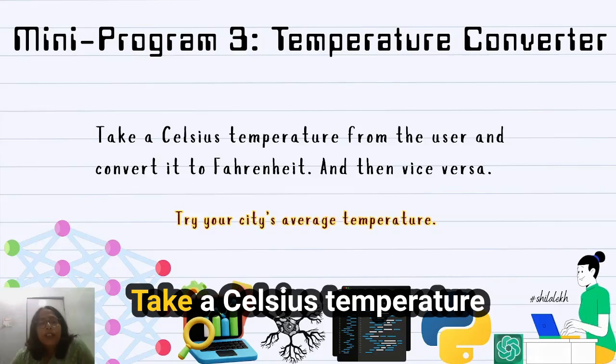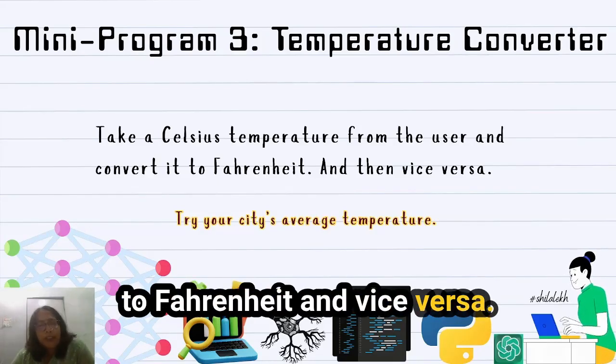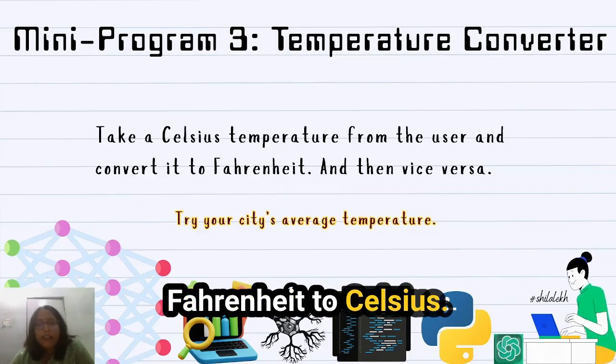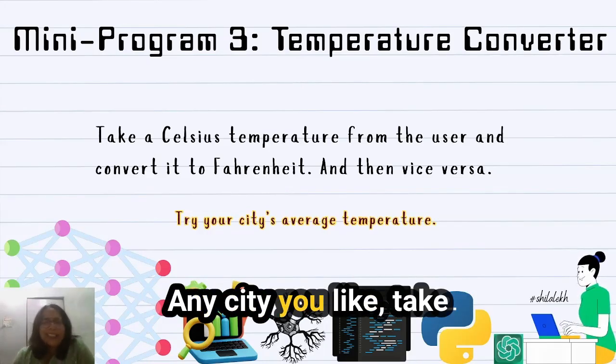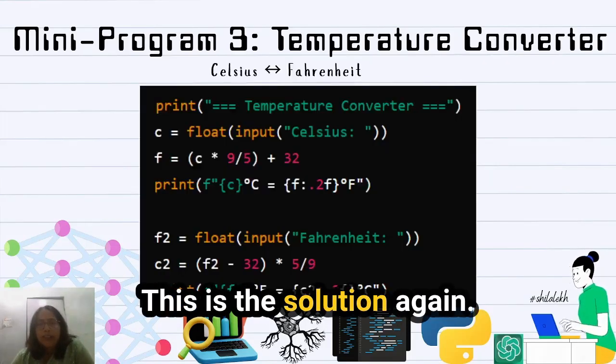Temperature converter, take a Celsius temperature from the user and convert it to Fahrenheit and vice versa. Celsius to Fahrenheit, Fahrenheit to Celsius. So you can try your city's average temperature. Just Google it, any city you like, take its average temperature and just do it. This is the solution again.